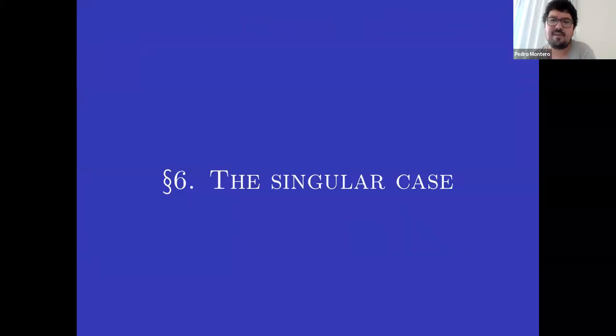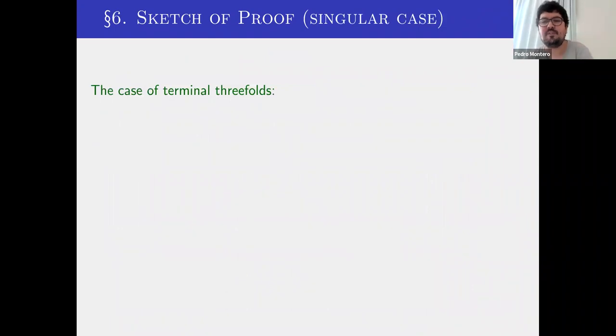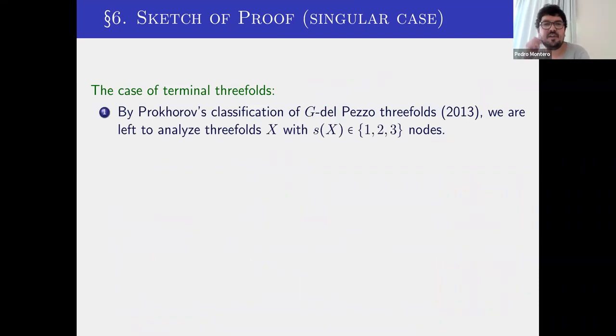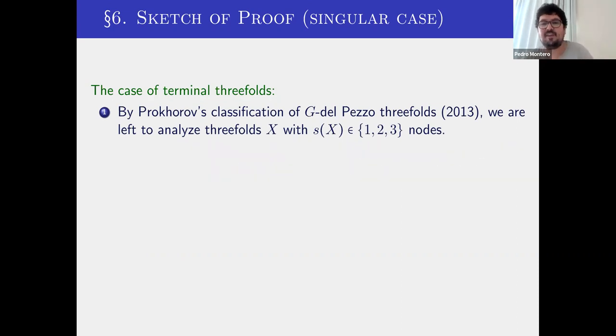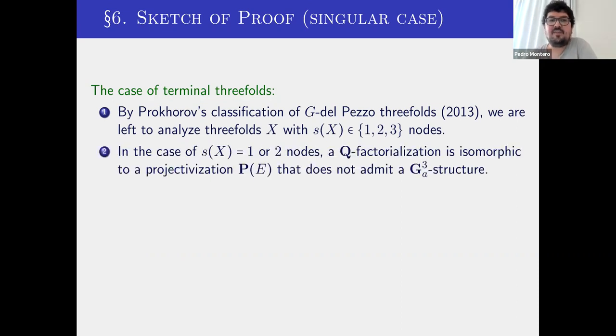Let me just sketch very briefly, because I wanted to show you the application, the singular case. This is just invoking some other results. This will be very brief. For terminal threefolds, there is a classification of G-Fano threefolds by Prokhorov. We look at all the classification. You look at the quintic del Pezzo threefolds, and they are classified depending on the number of nodes they have as singularities. So they might have one node, two nodes, or three nodes. This is a long work by Prokhorov. It was already there. So in the case of one node or two nodes, you take your singular variety. You modify this variety birationally a little bit. This is the so-called Q-factorialization.